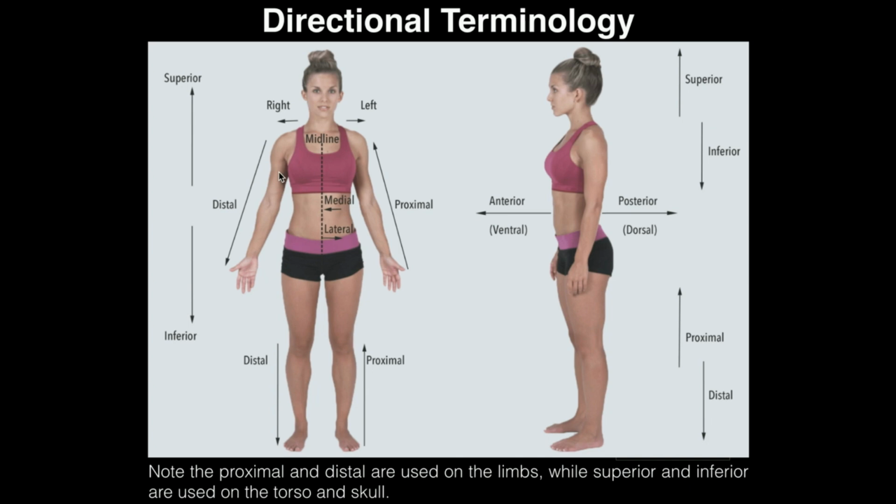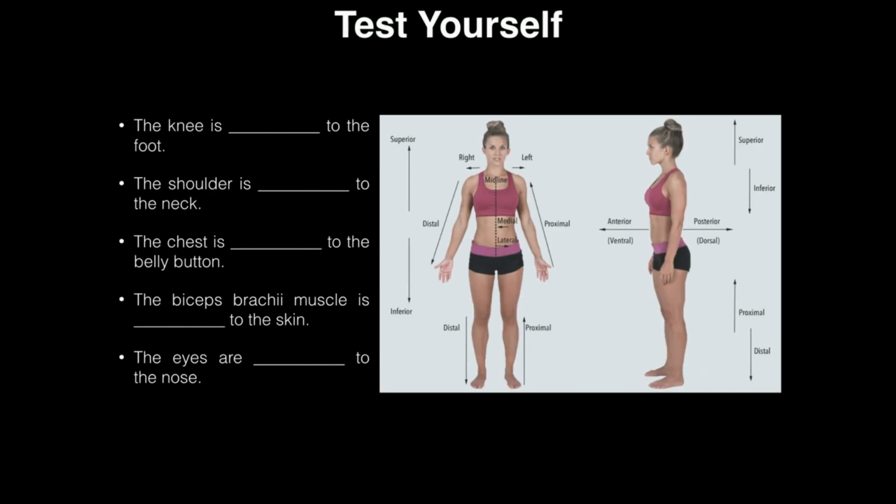All right? Make sure you can utilize all these pieces of directional terminology in your book. And here's some examples of questions you might see on a quiz or exam. The knee is blank to the foot. Well, these are on a limb, so we're going to use proximal and distal. And it turns out the knee is proximal to the foot. All right?